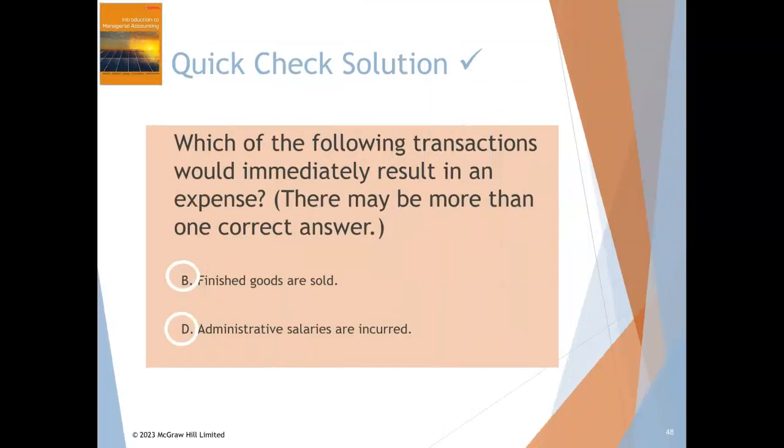Quick check solution. It could be B, finished goods are sold, or D, administrative salaries are incurred.